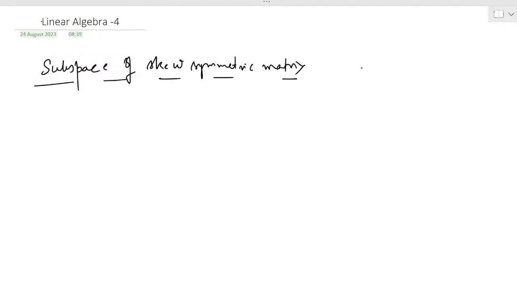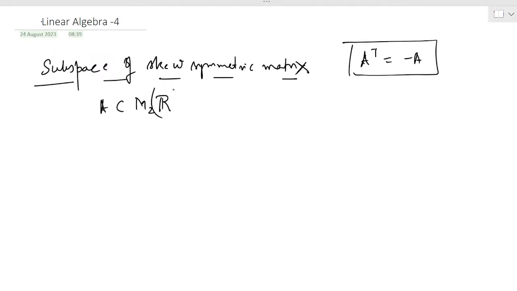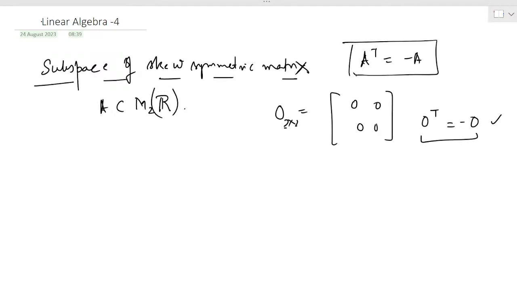I hope everybody knows skew symmetric matrices are ones where A transpose is equal to minus of A. Let us say A is a subset of M2R. With regards to skew symmetric matrices, the 2 cross 2 zero matrix will always be there in A, because O transpose is equal to minus of O. So clearly this is contained in A.